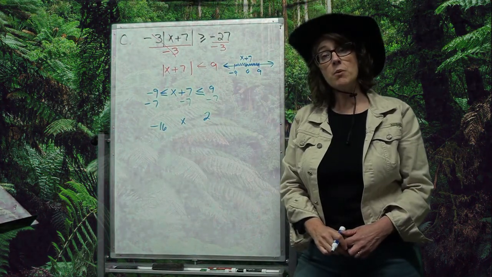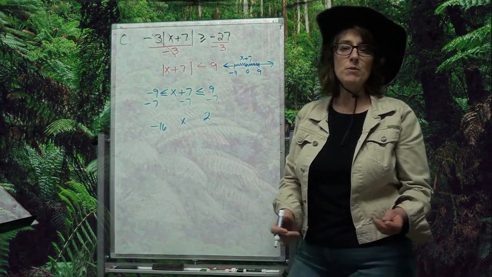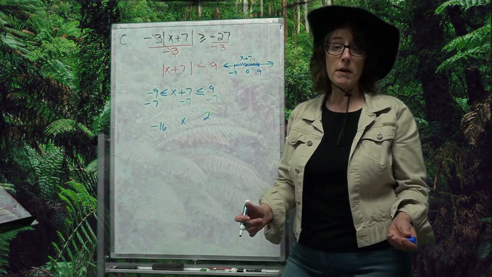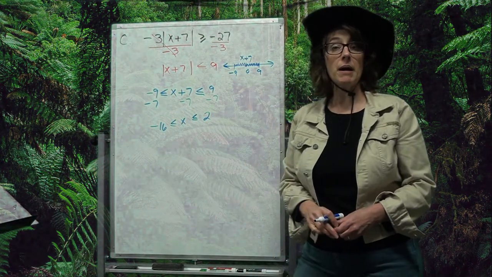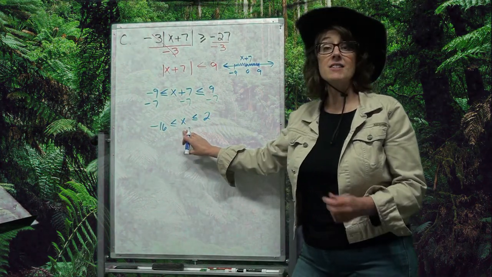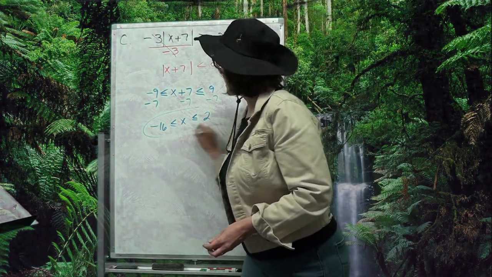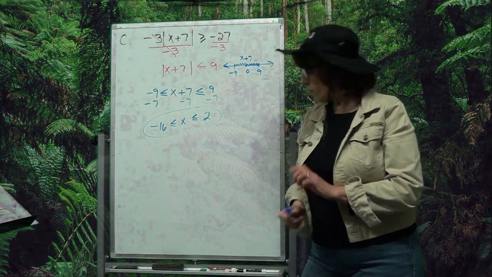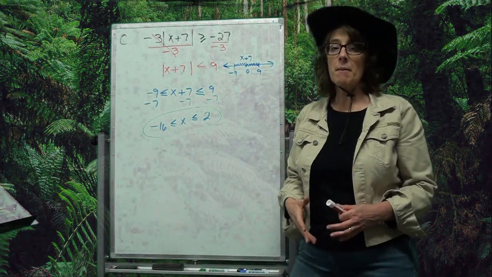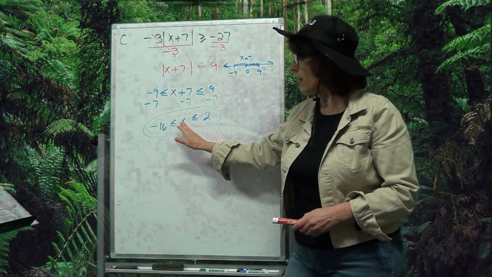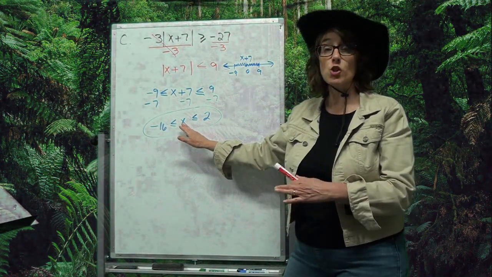Do I flip that symbol? Nah, I didn't even multiply or divide, let alone multiply or divide by a negative. And that's the only time I flip the symbol, is when I multiply or divide by a negative. Ta-da, the x is by itself, so that is my answer. Now I'm ready to graph it, because remember, this graph just kind of got me started. That was not my answer graph. My answer graph is saying, okay, I'm going to shade the x's, the solutions.